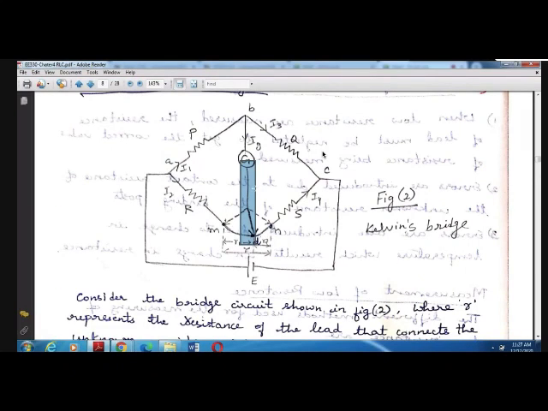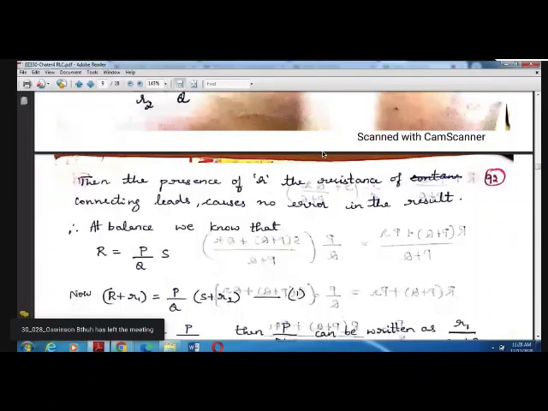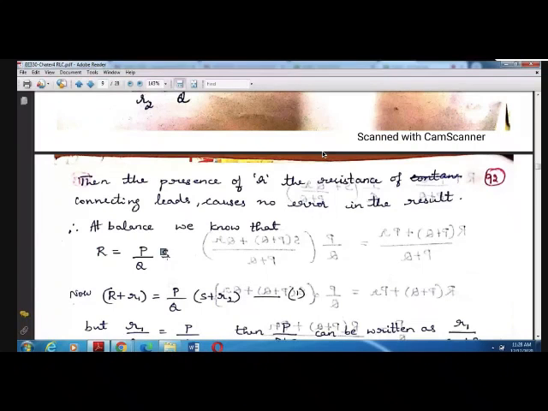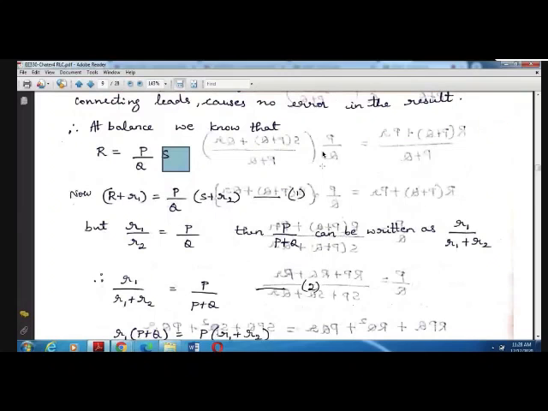When I connected the galvanometer to this point, the lead resistance added here was divided into two parts, R1 and R2. Now when I add this R1 part to this R, the resistance becomes capital R plus small r1, whereas for this resistance it becomes S plus R2. So in the balance condition R by R plus S, I have replaced R by R plus R1, and S by S plus R2. Then everything further is nothing but cross multiplication and all those things.